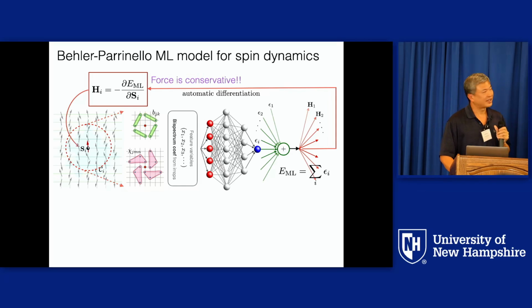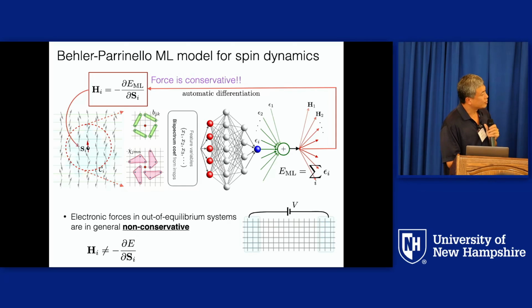But the problem is that with this approach, your force has to be conservative. And an electronic system driven by some voltage or other external source is out of equilibrium, and energy is not even well defined for such systems, so the resultant force is also non-conservative. That means that this famous Behler-Parrinello architecture cannot be used to represent non-conservative forces for non-equilibrium electron systems.